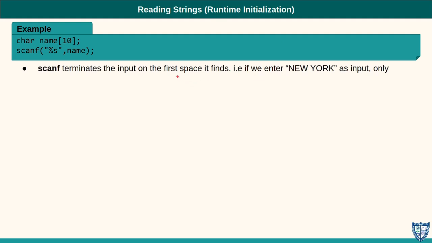And in C, you know that every string terminates with a null character. And this scanf has also one more speciality. Scanf terminates the input on the first space it finds. That means if you enter a word like New York as input, only New will be read into the array name. That means York will be removed. Whenever it finds a space, it will cut there. So if you enter New York, then name will only have New.